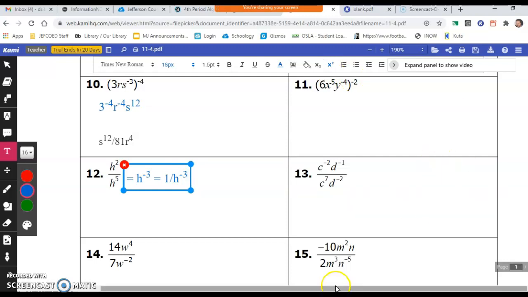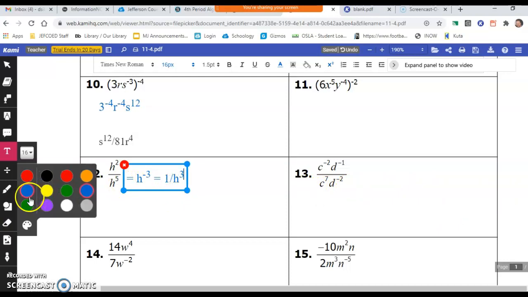Are we good there? Okay. Oh, it shouldn't be negative 3. It should be positive 3. My bad. When we move it to the bottom, all we're doing is changing the negative to a positive because it becomes less than 1.